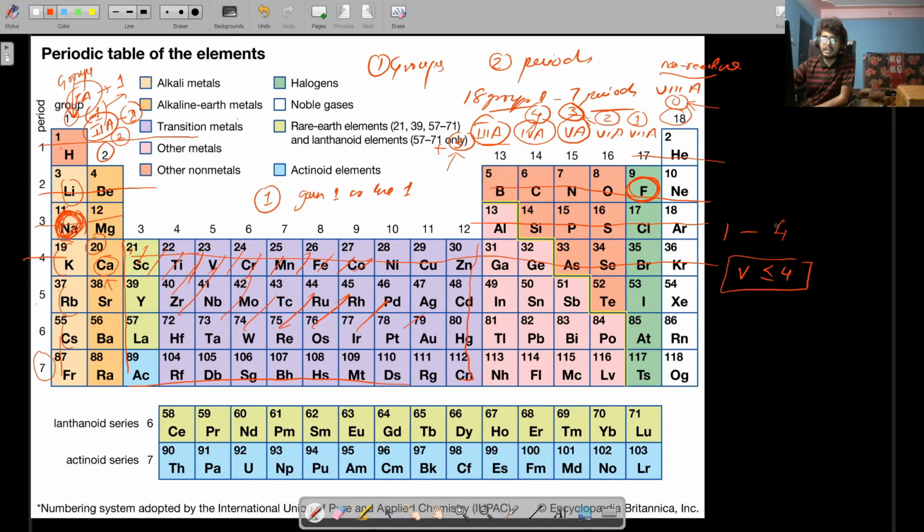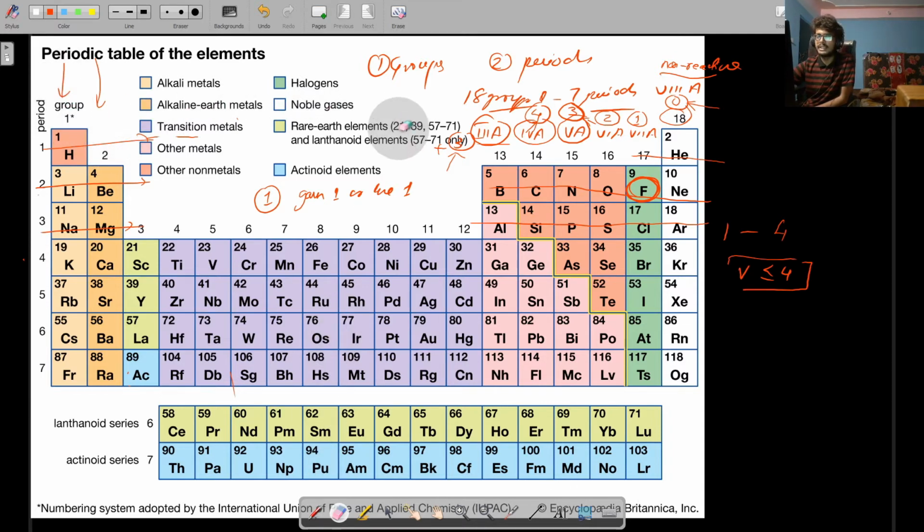So you should be aware of what groups and periods are. This will come later in some other chapter, but for now you should know what these mean. Group means the one that is vertical. So vertical ones are called the groups, and horizontal ones are called the periods, right? And you need to know this naming as well.